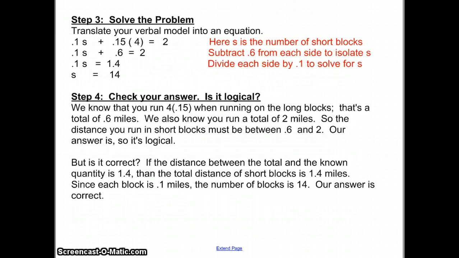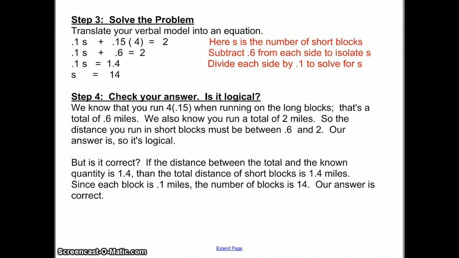So let's solve it using this equation. I translated the verbal model into an equation. I knew that the distance of the short blocks is 0.1 and the distance of the long blocks is 0.15, and I know I ran 4 long blocks. So you can multiply the 4 times the 0.15. The number of short blocks is what we're trying to solve for, though. That's your variable. That stays as s. Both quantities added together have to equal 2.